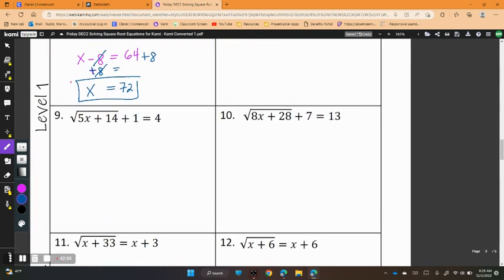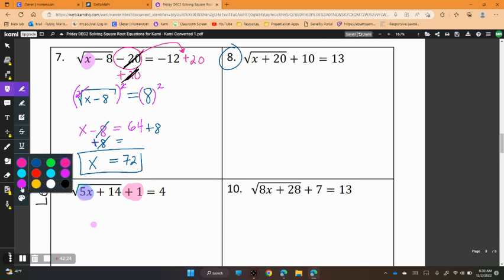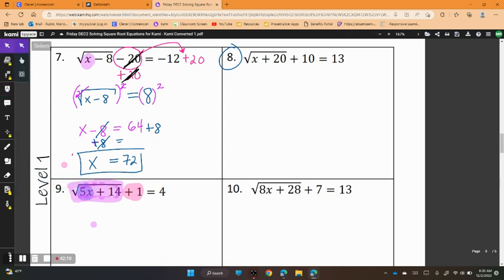Okay. Let's take a look at 9 and 10. These look a little bit more challenging. Okay, these are a little bit harder. This is what you're going to see in the Delta Math. We've got a 5 times x here. And in the other problems, we only had x. We weren't doing any multiplication inside. So we're going to have to figure out how to do that part. We've still got this number on the outside that we've got to take to the other side of the equation. And then we still have to figure out what to do with this whole radical. Okay, so there's going to be an extra step in solving these kinds of problems.